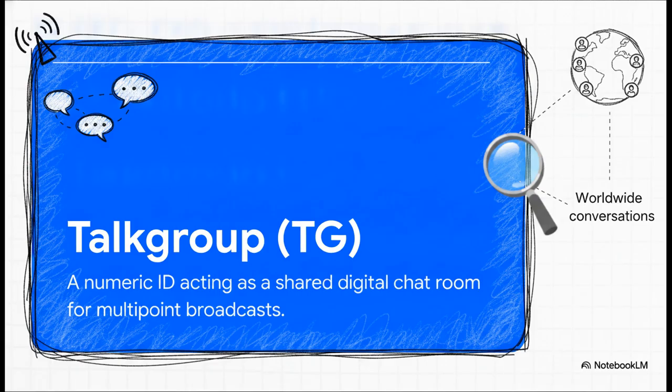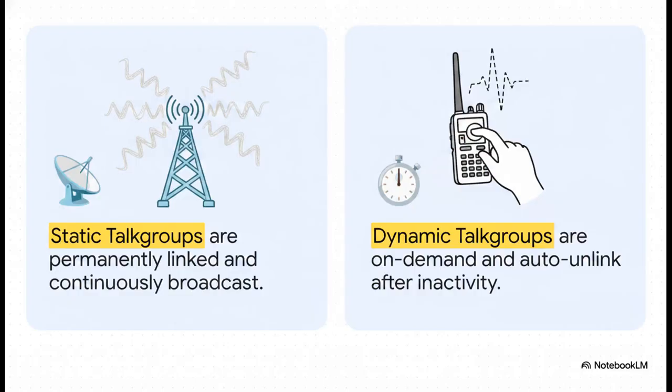Well, that happens through software routing, specifically talk groups. A talk group is essentially a shared digital chat room, and it's identified by a numeric ID, like talkgroup 91 for worldwide. When you transmit to a talk group, you're making what's called a group call. It's a multi-point broadcast, meaning absolutely anyone in the world tuned to that specific ID is going to hear your transmission.